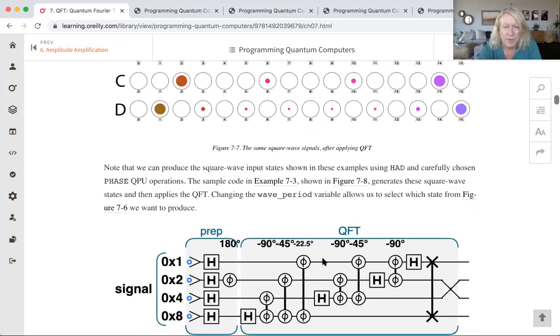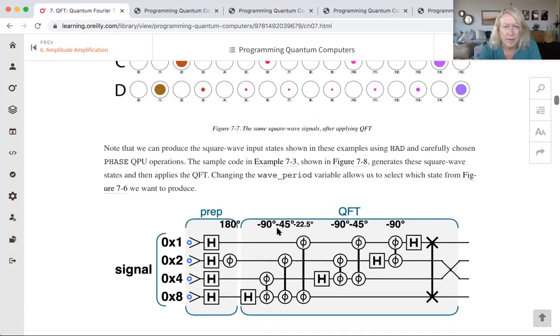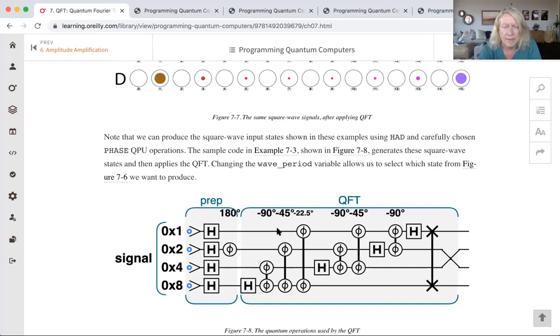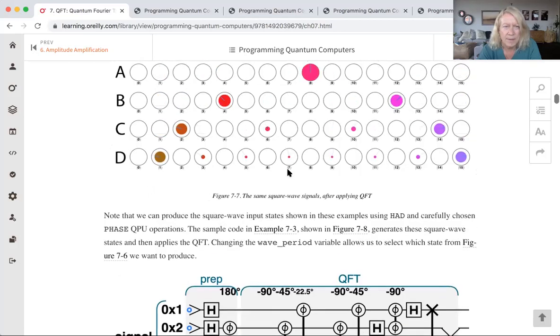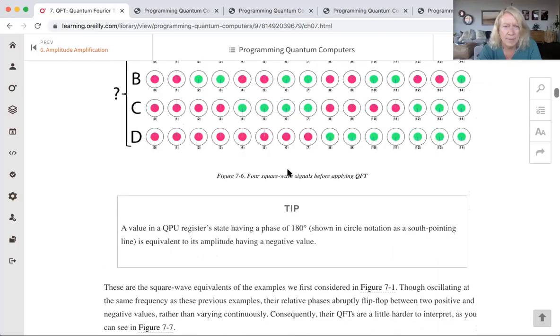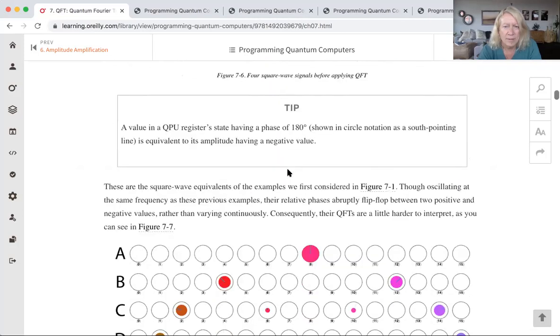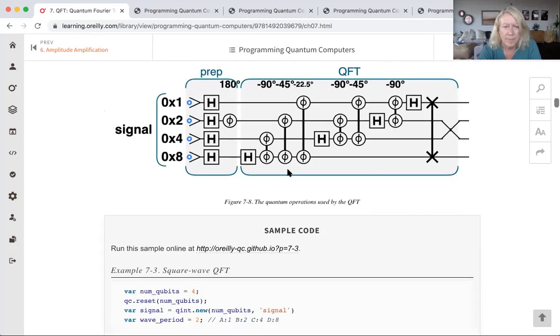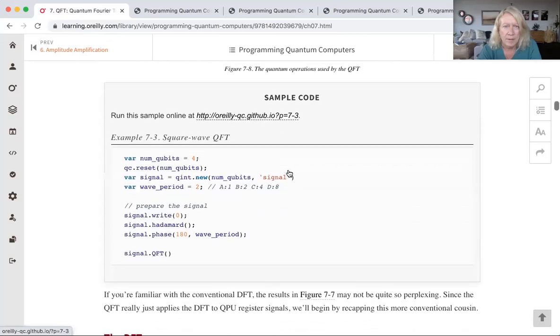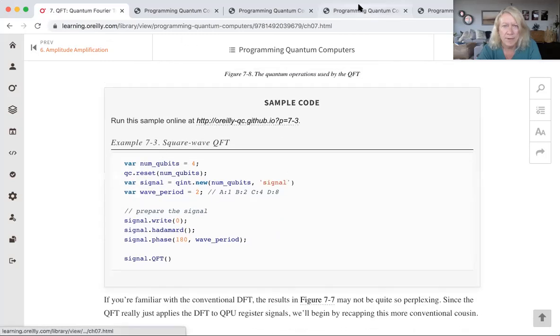And they're saying that we can produce this with the HAD with the 180. And this gives us the square wave state. And then we apply the QFT. So we have this variable wave period that we can select which state we want to produce. So from 7.6, the wave period. All right, so this is 7.3.